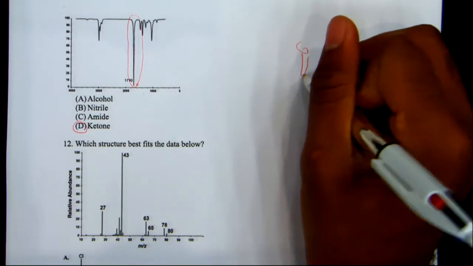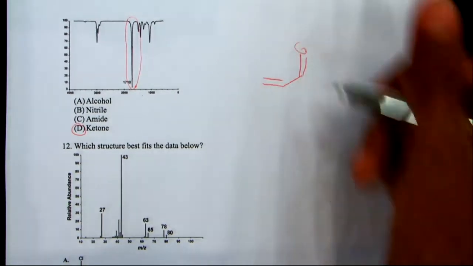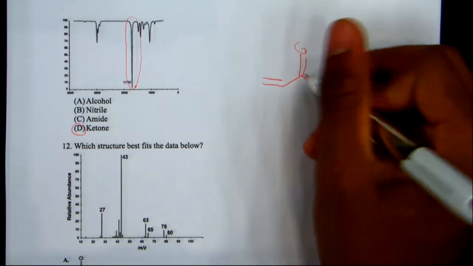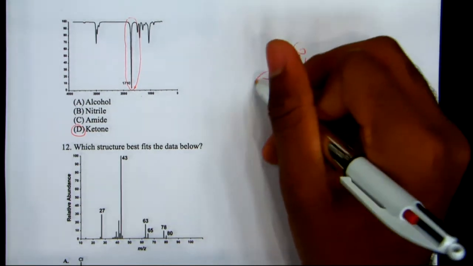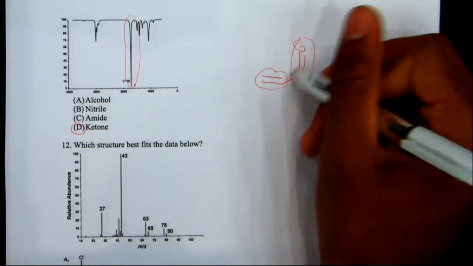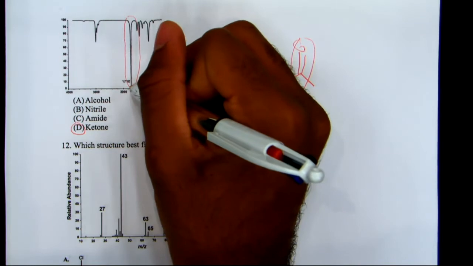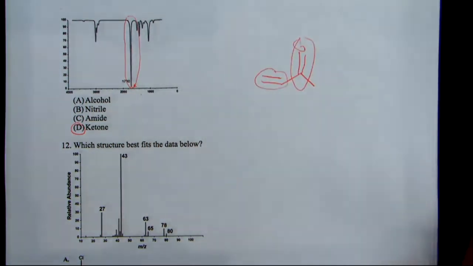The double bond next to the carbonyl. No, like right here. If you have this double bond sitting next to this ketone, then it'll shift over to the right. Yes.